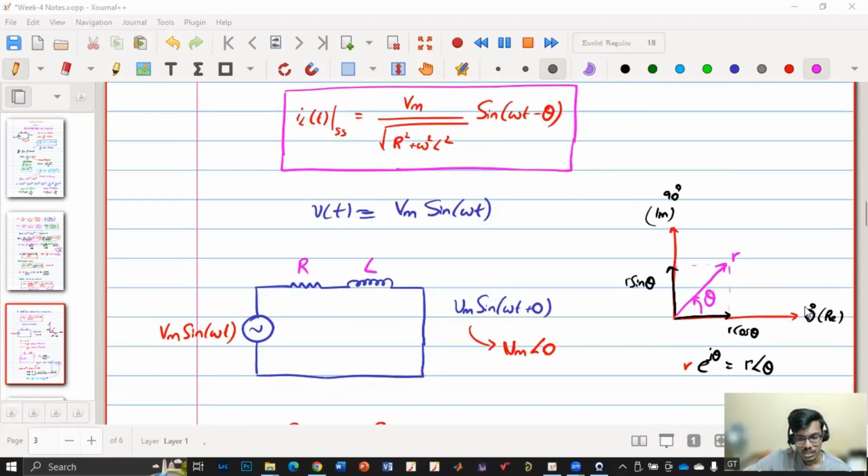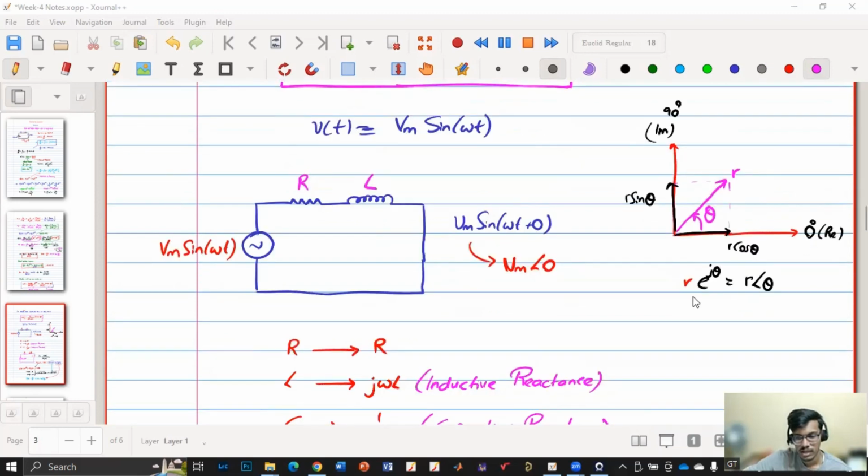In this method we consider the phasor. On the real and imaginary axes, if there is some r times e to the power j theta, it can also be written as r angle theta phasor. It has r cos theta on the real axis and j times r sin theta on the imaginary axis, so r is at an angle theta. Using this convention, we represented Vm sin omega t as V angle 0.